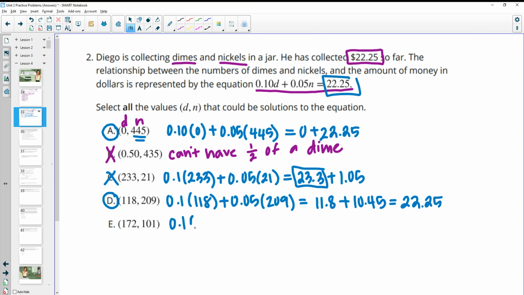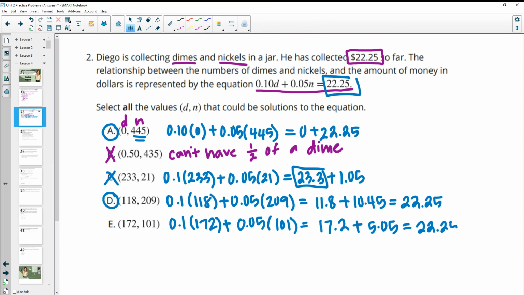Part E, he's got 172 dimes, and he's got 101 nickels. So 10 cents times the dimes gives us $17.20 in dimes. And 5 cents times 101 nickels gives us $5.05 in nickels for a total of $22.25. So that one is a solution as well.